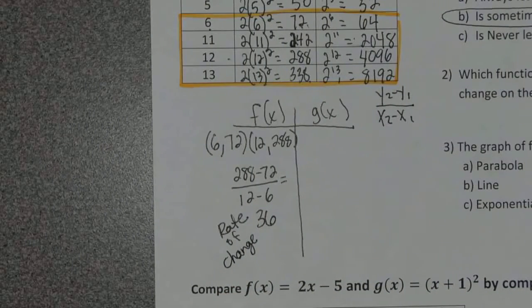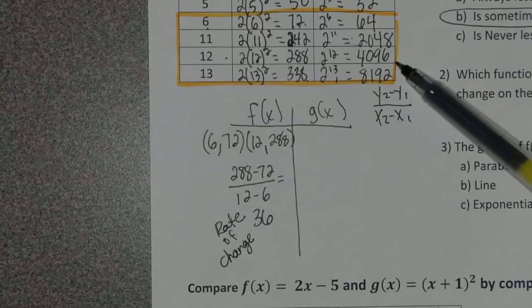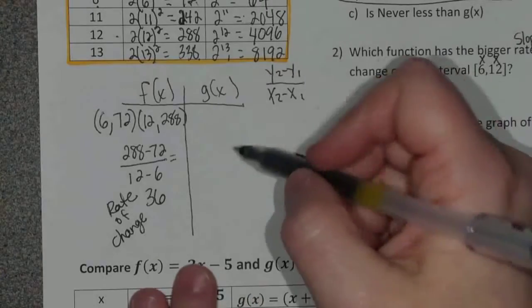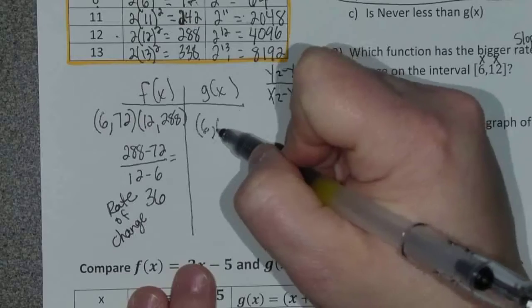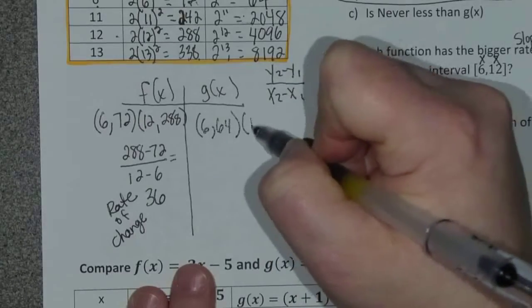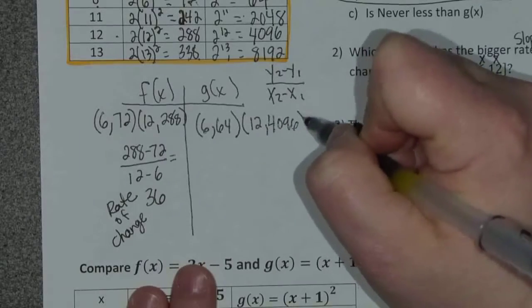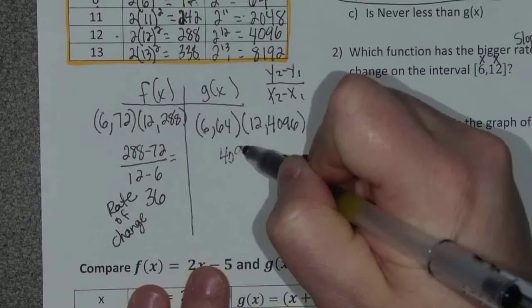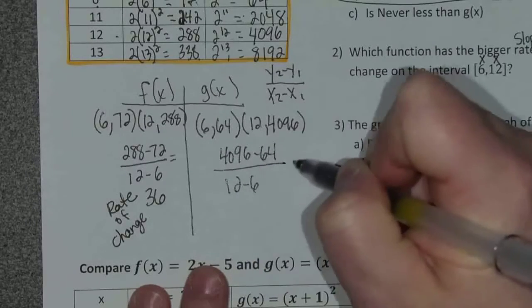Now, I think that you could probably already tell, just like Charlie said, it's going to be bigger on this one, because do you see how big it's changing? But it's really fast. Again, I just want to show you how the math works. I'm going to go grab my g value at 6, which is 64. And I'm going to go grab my g value at 12, which is 4,096. And I'm going to do the slope formula. So 4,096 minus 64 over 12 minus 6.